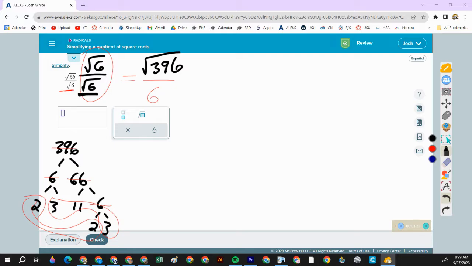6. And then what did not come out? The 11 didn't come out, over 6. Can we simplify further? Yes. The 6's cancel, and the answer is the square root of 11.